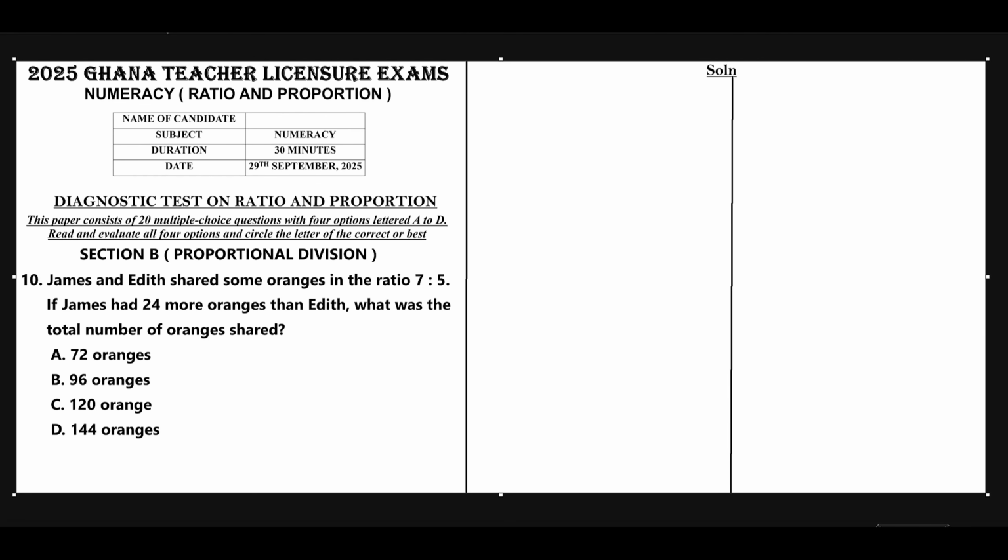Question 10. James and Edith shared some oranges in the ratio 7:5. So we have James is to Edith. The oranges were shared in the ratio 7:5. 7 for James, 5 for Edith in terms of ratio. But after sharing, James had 24 more oranges than Edith. What was the total number of oranges shared?